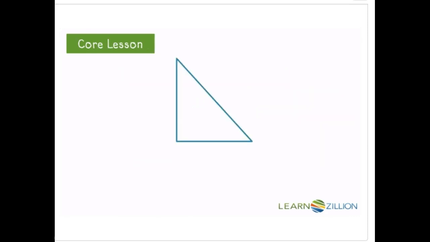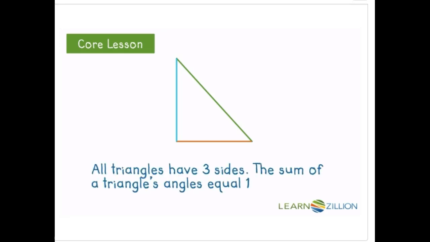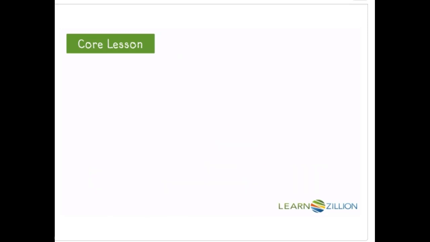Alright, so we're going to learn how to classify triangles by examining their properties. So we know that triangles have three sides. There's 1, 2, 3 sides. We also know that the sum of a triangle's angles equals 180 degrees. So all triangles have three sides and the sum equals 180 degrees.